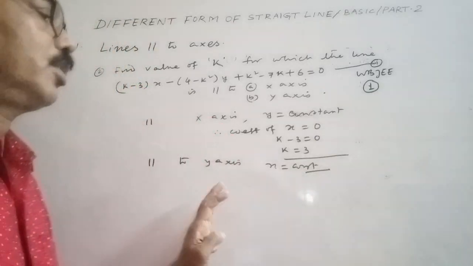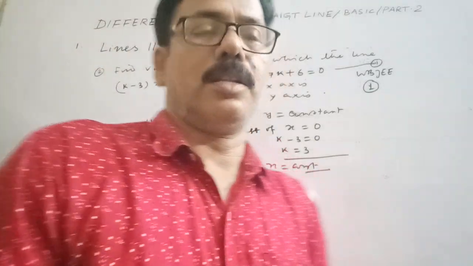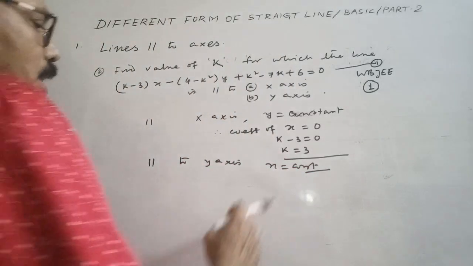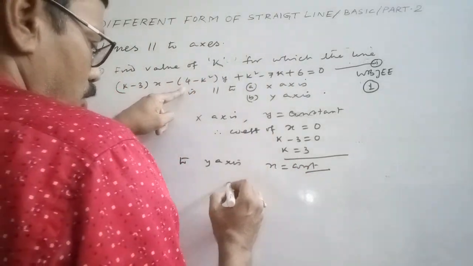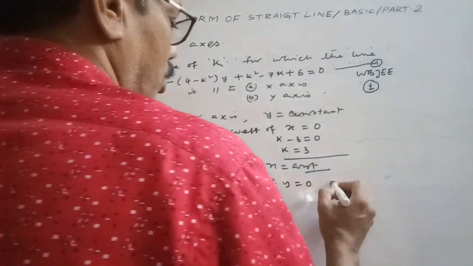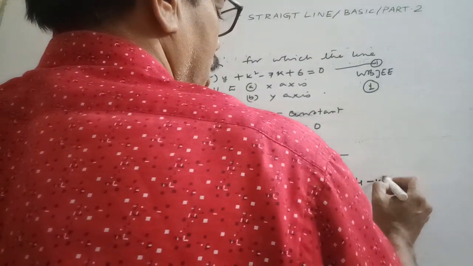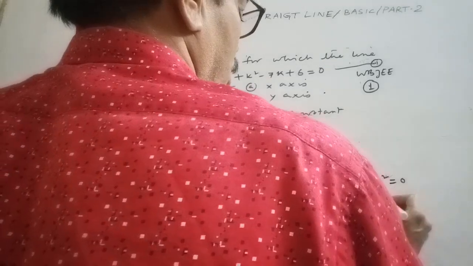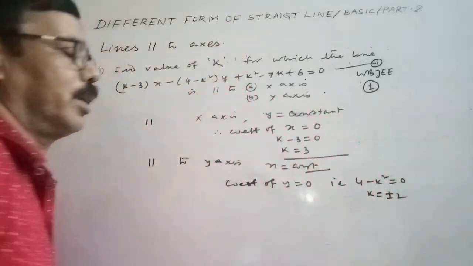Now, parallel to y-axis, we have already discussed, this is x equals to constant. That is, no y. That is, the coefficient of y equals to 0. So 4 minus k square equals to 0. So k equals to plus minus 2.